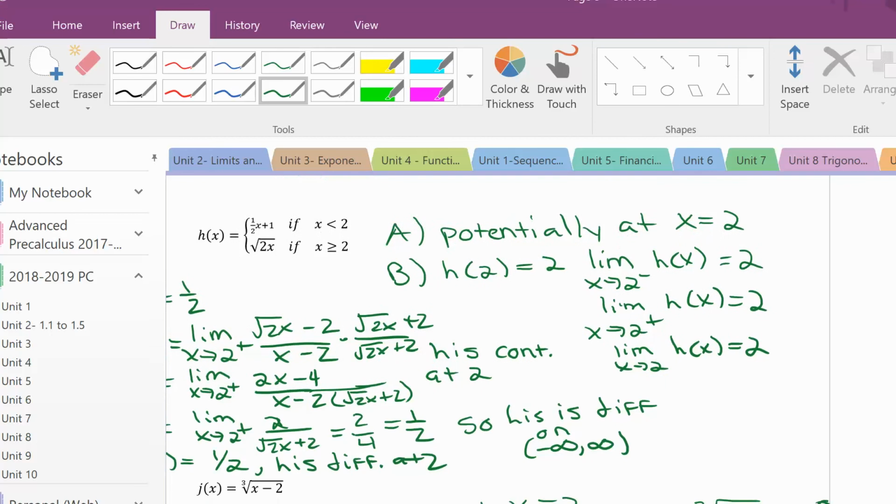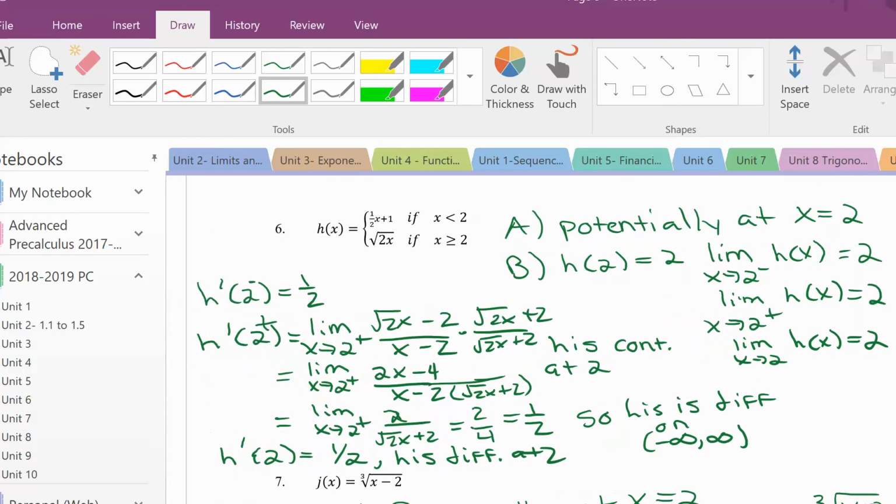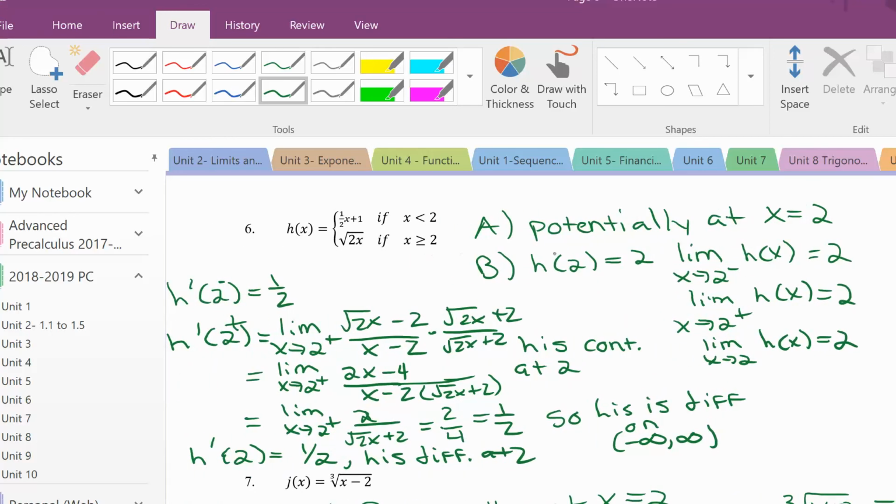All right, the next one, so notice once again the changing point is 2. So then h of 2 is 2 when I put it in. When you find the limit as h approaches 2 from the left and right, you get that it's 2. So therefore h is continuous at 2. So it's continuous basically on the interval from -infinity to infinity.